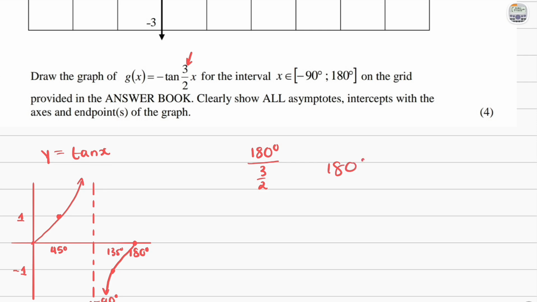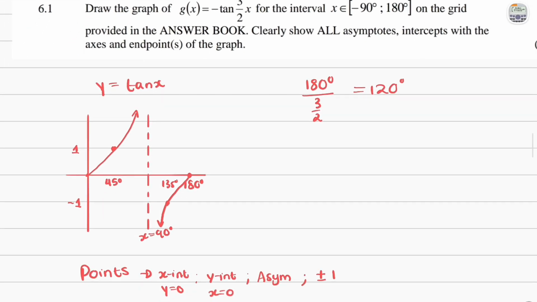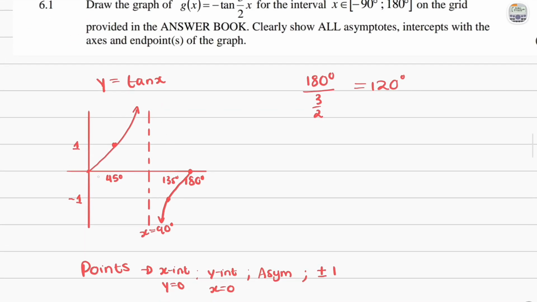We could just say 180 degrees multiplied by 2 over 3 using tip and times. And 180 and 3 have 3 in common. So 180 divided by 3 is 60 degrees. 3 divided by 3 is 1. 60 degrees times 2 is 120 degrees. This means that this graph is now going to complete a cycle within 120 degrees. So what it's doing over here, it will just go from 0 to 120 degrees.